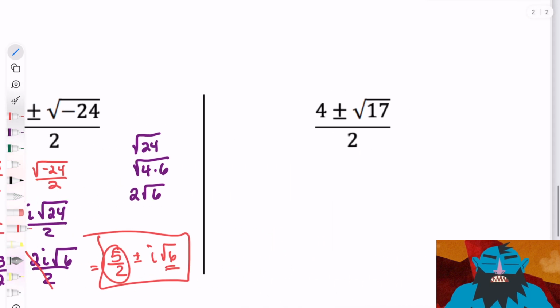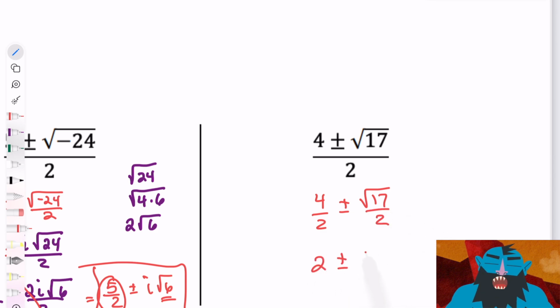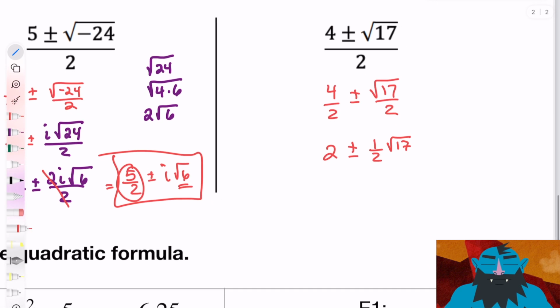And then our last one here, oh, a real simple one. 4 over 2 plus or minus root 17 over 2. That's a 2, plus or minus root 17 over 2, or maybe like 1/2 of a root 17, just so you can see a different type of answer. Okay, but same thing as writing this would be the point.